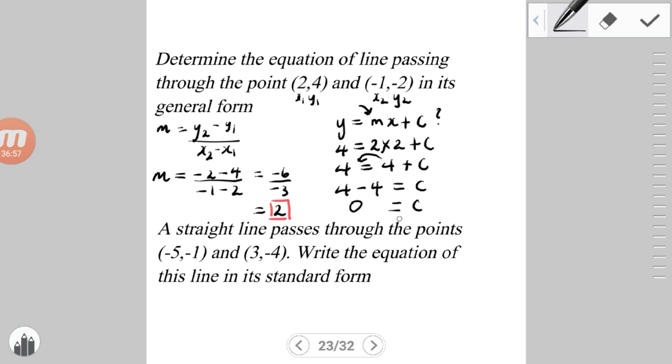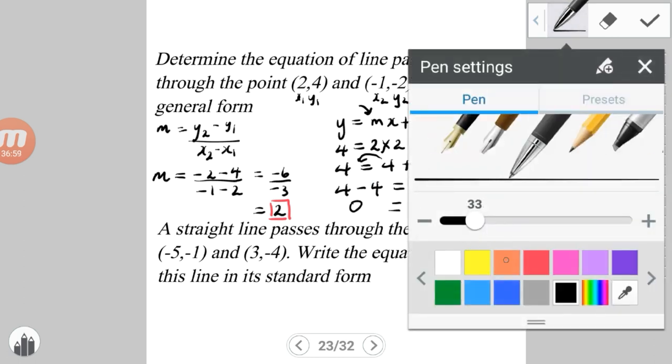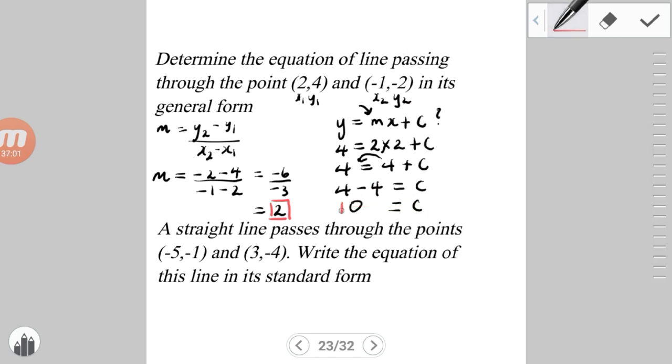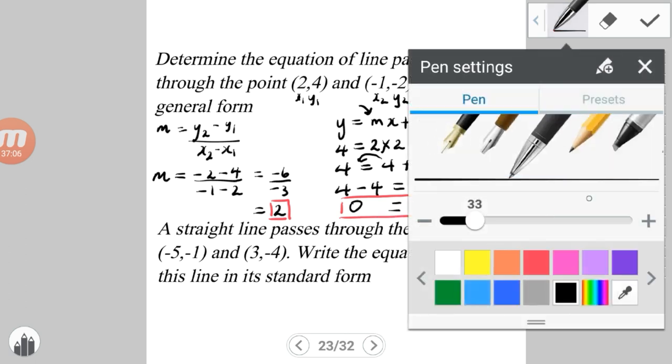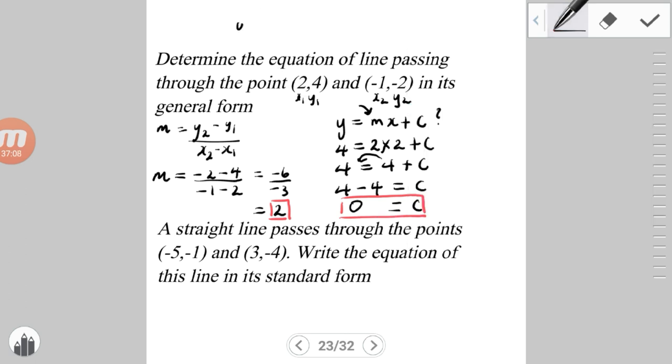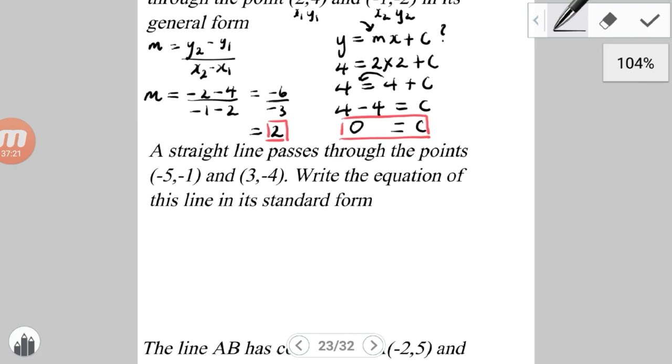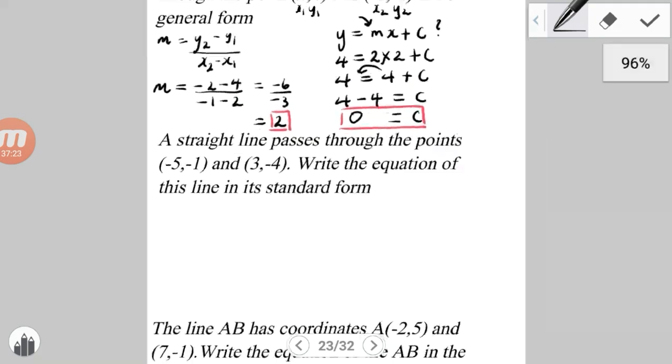Now that we have the c value, which is 0, the equation of this particular line, in conclusion, is that y is equal to 2x plus 0. We don't need to write that 0, but okay, y equal mx plus c. Alright, so hopefully that is clear on your side. Let's have a look at another example.